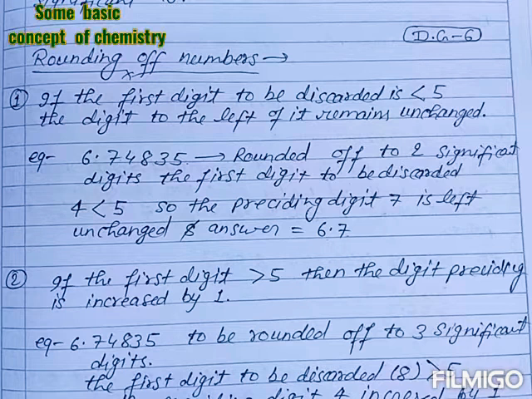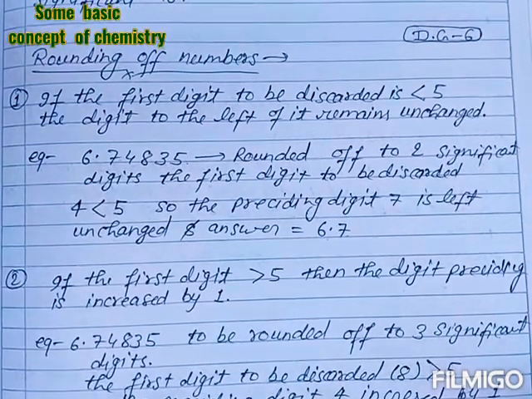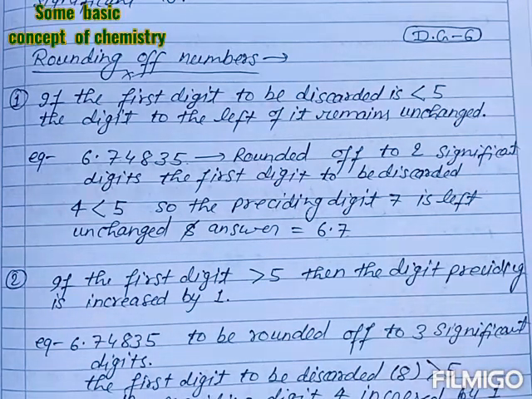Today we are going to continue. Our chapter is Some Basic Concepts of Chemistry, lecture 6. We are discussing the rounding of numbers. This is a major problem for most students. How can we calculate? We are going to discuss this in an easy way.